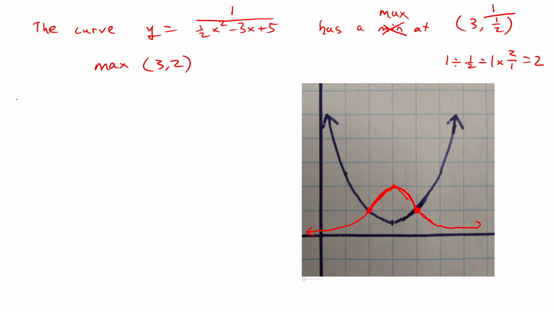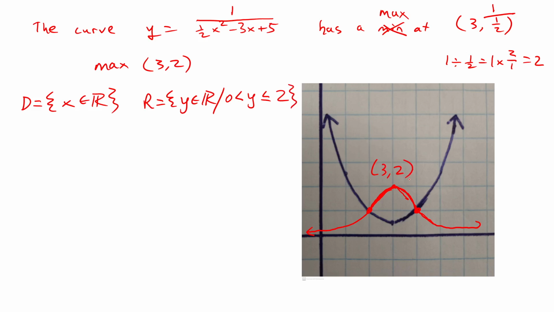Now, what we want to do is state the domain and range. Well, the domain is the set of all x element of the reals. This curve has no values of x for which it's undefined. The range is going to be all values of y between 0 and 2. We can include a y value of 2 because at x equals 3, the y coordinate is 2. But we can't include the y value of 0 because y equals 0 is a horizontal asymptote, and we don't get there.